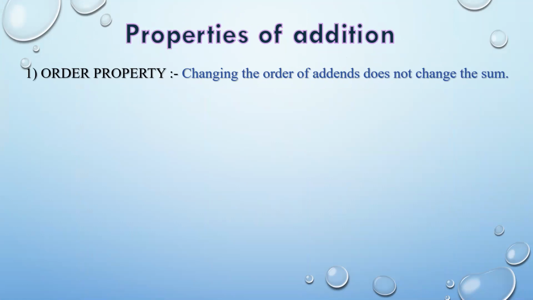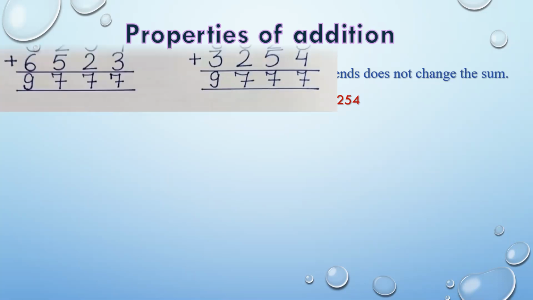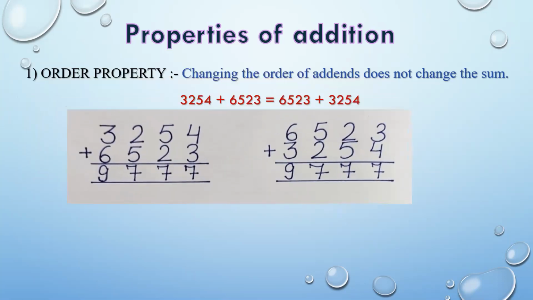So let's understand this with an example. You have two numbers, 3,254 and 6,523. Now we will apply this property and see the sum. So first we will write 3,254 and then we will write 6,523.